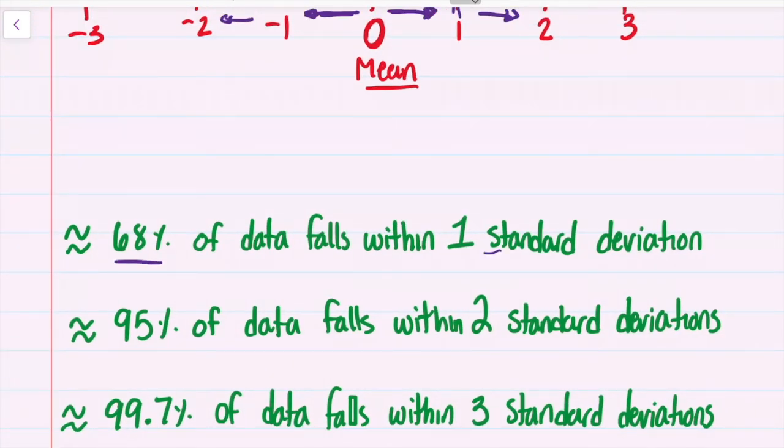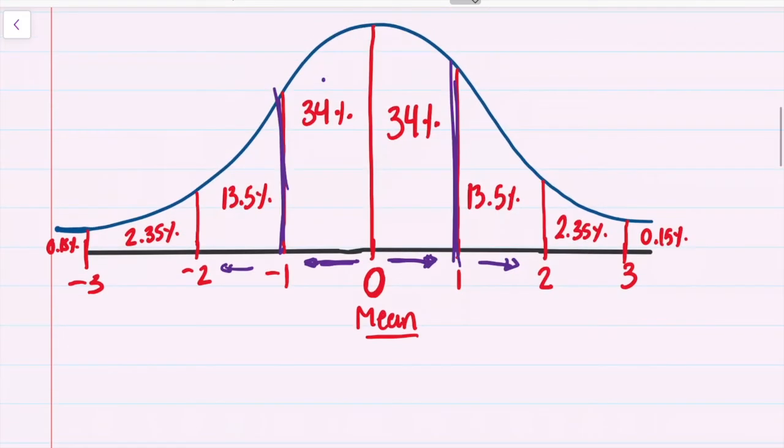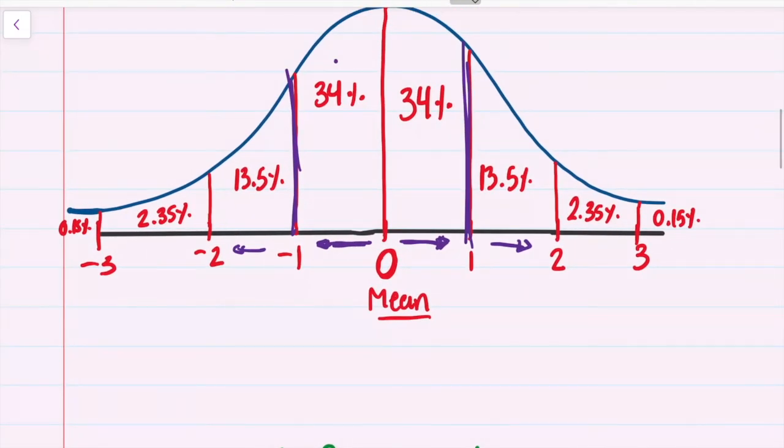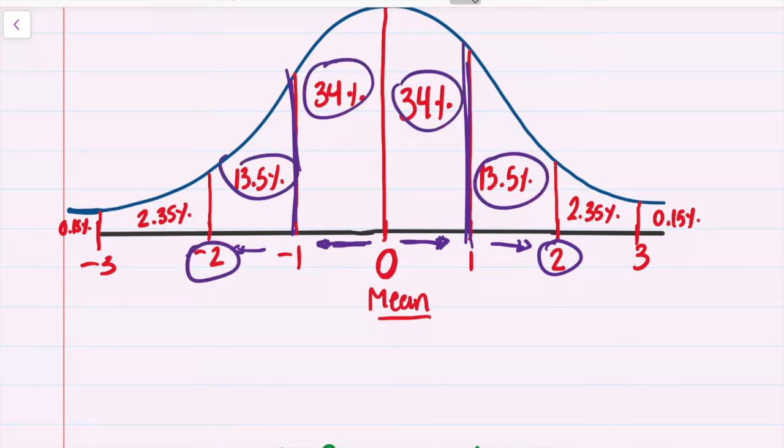68% falls under that one standard deviation. From here to here is one standard deviation, okay? And 95% falls under two standard deviations. So if you were to add the percentages all the way to 2, you would get a total of 95%.